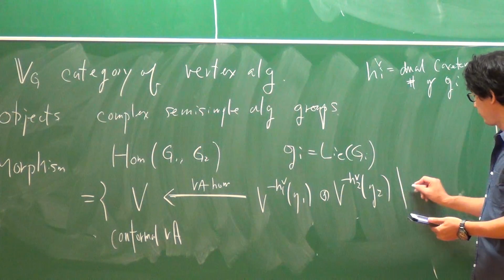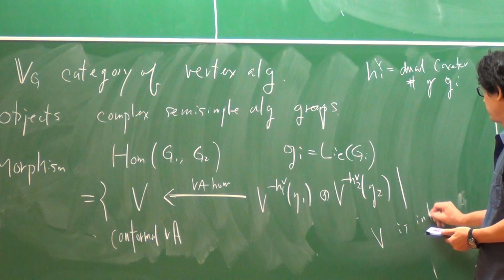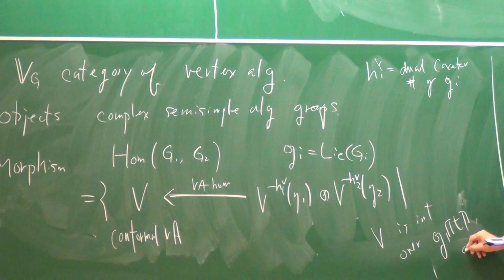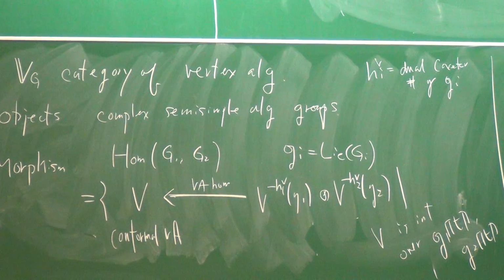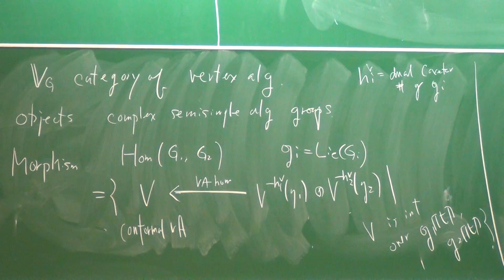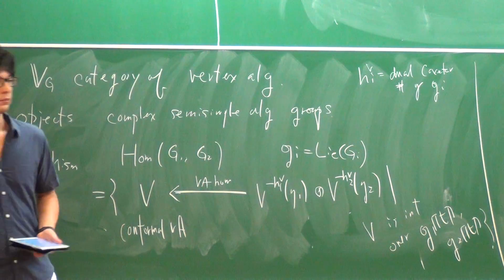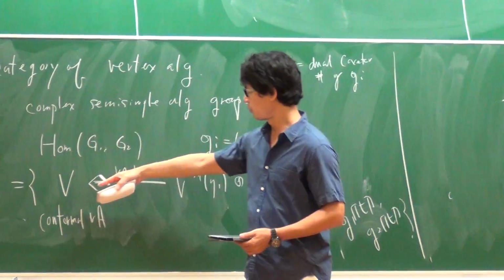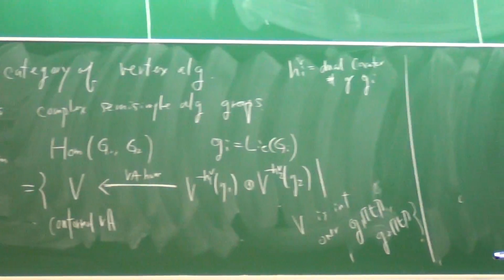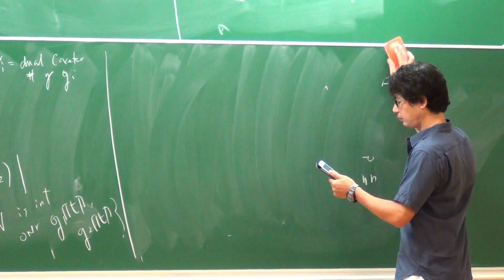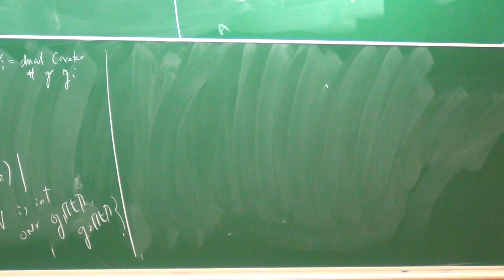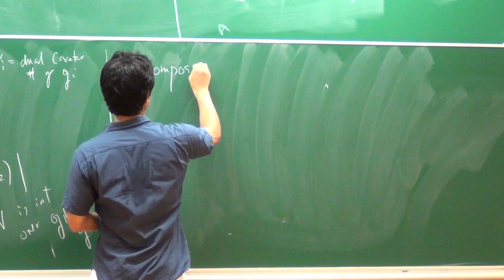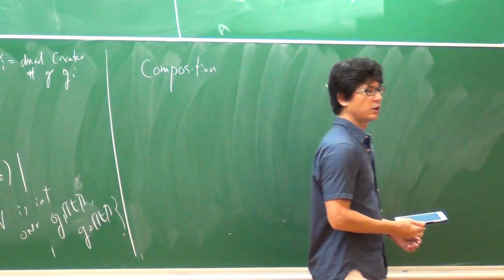And the condition is that this vertex algebra is integrable over the positive part of these two subalgebras, which means there's an action of the group Gi. Now I have to describe the composition of this category of morphisms.